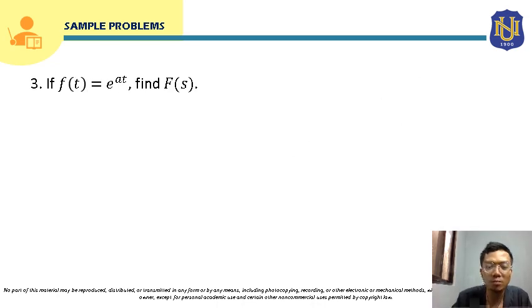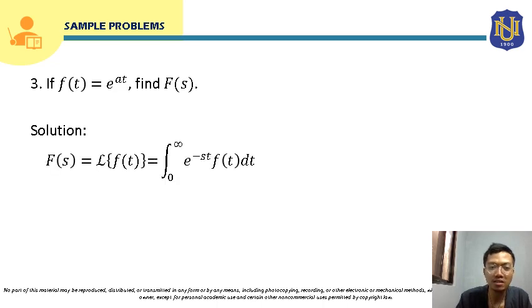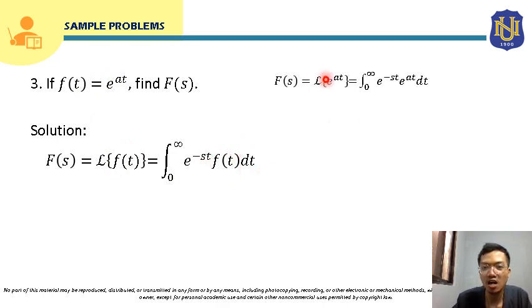So for sample problem number 3, if f of t is equal to e raised to at, find F of s. The given f of t here is e raised to at. To solve for its Laplace transform, we just substitute the given f of t. So that will just become the integral of e raised to negative st times e raised to at dt from 0 to infinity.